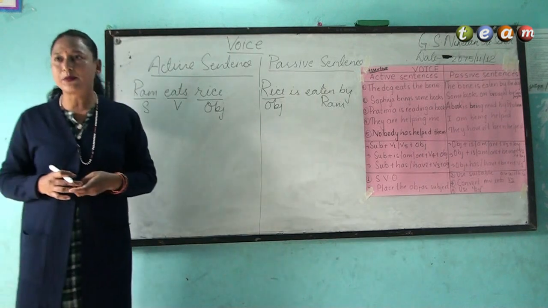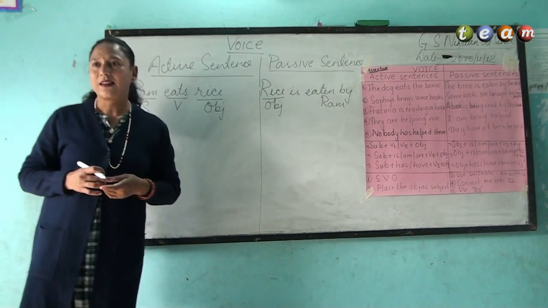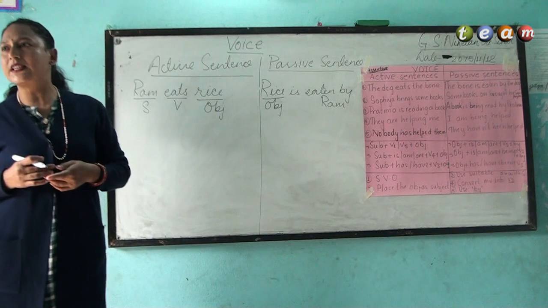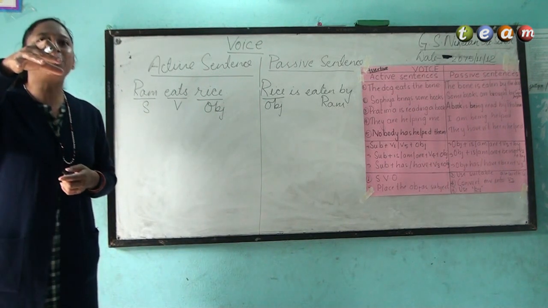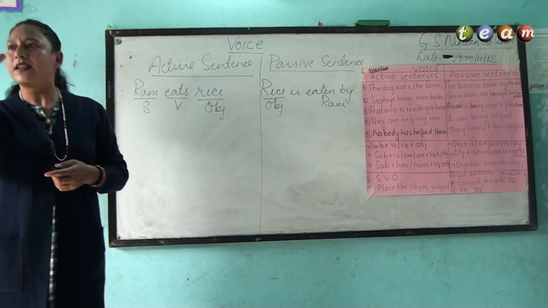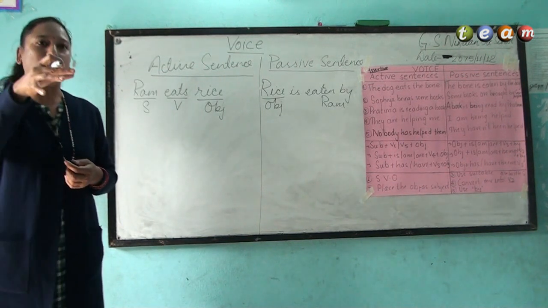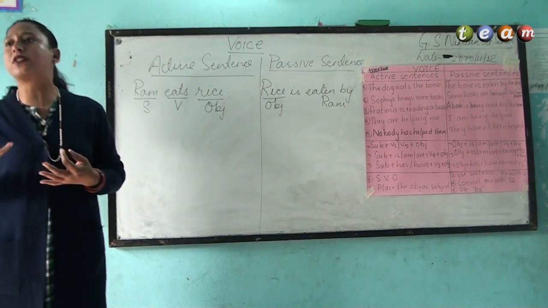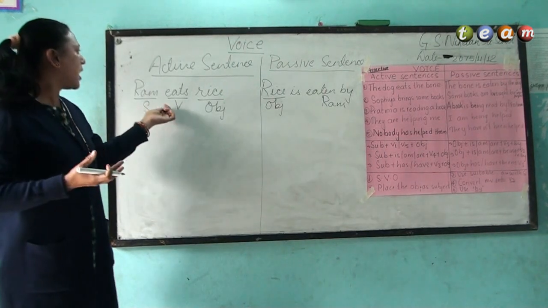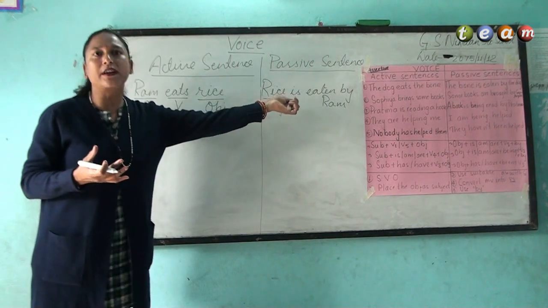Why do we write such type of sentences? Can you tell me, anyone? Why do we write such type of sentences? To focus on the object, or if the object is to be emphasized more. Every time, it is not necessary to write in the same structure. See here, Ram eats rice and rice is eaten by Ram.